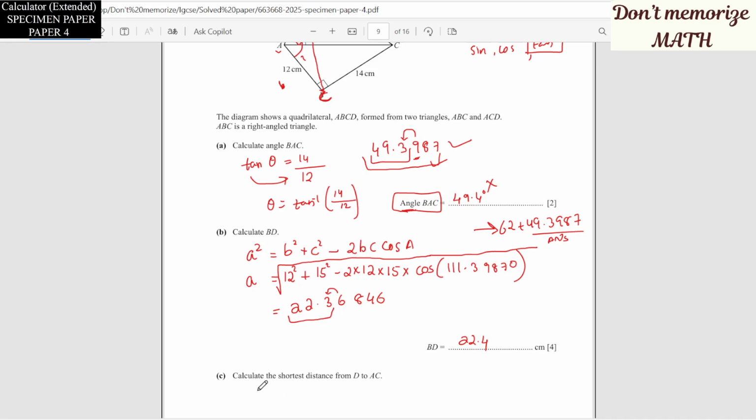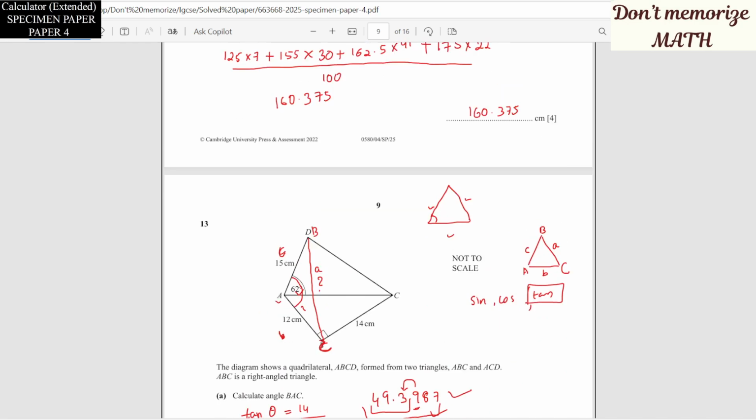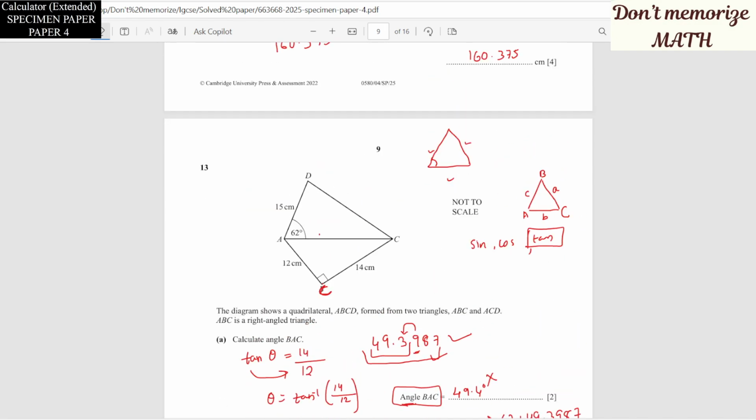Next one, calculate the shortest distance from D to AC. Okay, I'll just erase all these things. Then what we need to find? The shortest distance from D to AC. So this is AC and this point is D. So D to AC. Shortest distance means it will be perpendicular distance. Okay, shortest distance is same as perpendicular distance. So this angle will be 90 degrees. So we need to find this distance. So this side we need to find. Okay, I will write the answer here.